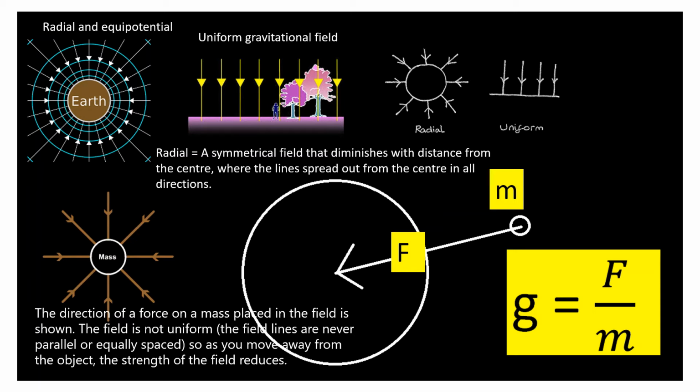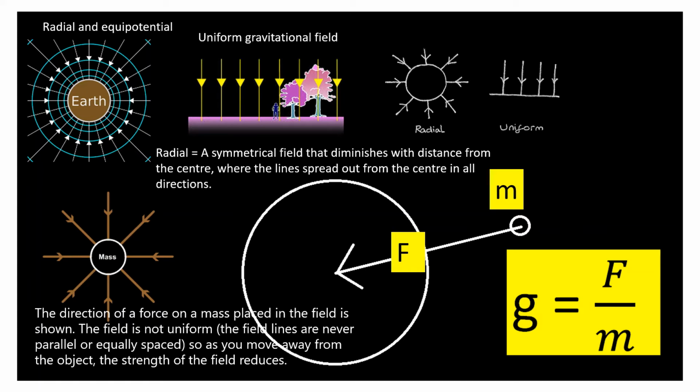If you look at the one on the top right, radial and uniform have different meanings. So radial is not uniform. Radial means that it is a symmetrical field that diminishes with distance from the center, where the lines spread out from the center in all directions. If you look at the one on the bottom left, the direction of a force on a mass placed in the field is shown, and you can see that the arrows are always pointing towards the center of the mass. So in this case, it is always attractive. The field is not uniform because the lines come radially outwards from the center of the mass. The field lines are never parallel or equally spaced.